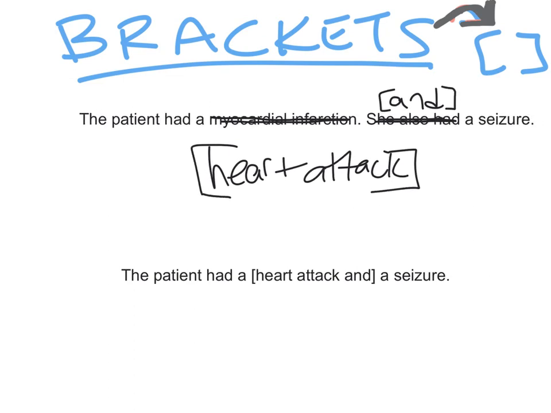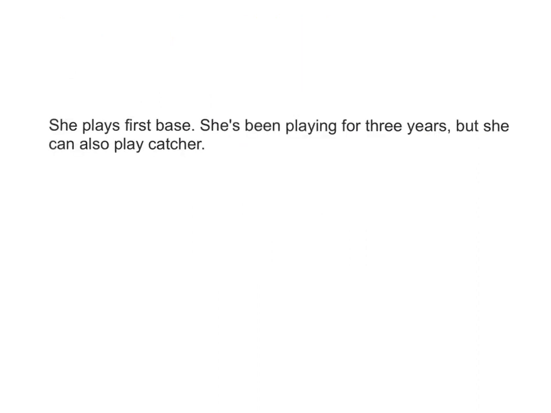So you can use brackets in a sentence or an ellipsis, and you could even use them in the same sentence if it works. So one more example of this is if you're trying to say she plays first base, but you actually can't say she, you need to put the person's name in there. You might say Beth, or whoever you're speaking about, plays first base. She's been playing for 3 years, comma, but she can also play catcher.